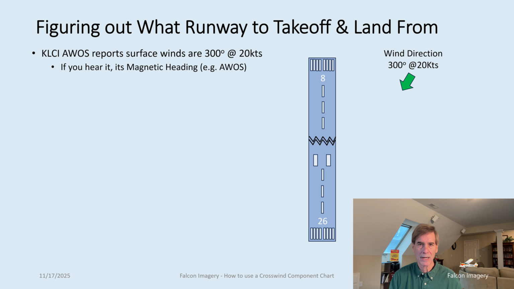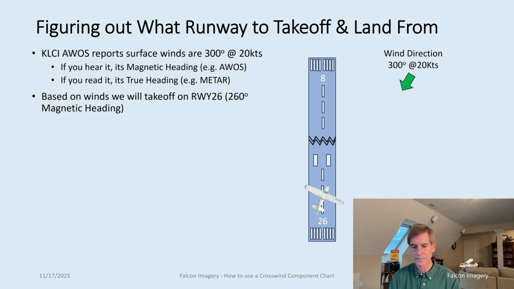For example, if we hear it off the AWOS or ASOS. If we read it, then it's a true heading that we're getting for the wind direction. And that'd be something like we're reading the METAR. And so we'd have to determine the magnetic variation and factor that in to get the actual magnetic heading of the wind if we were reading a METAR. But here in this example, or next few examples, we're assuming that we are listening to the AWOS. And so what we're hearing is the magnetic heading.